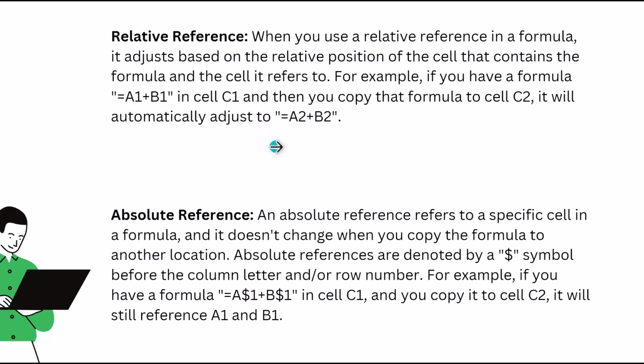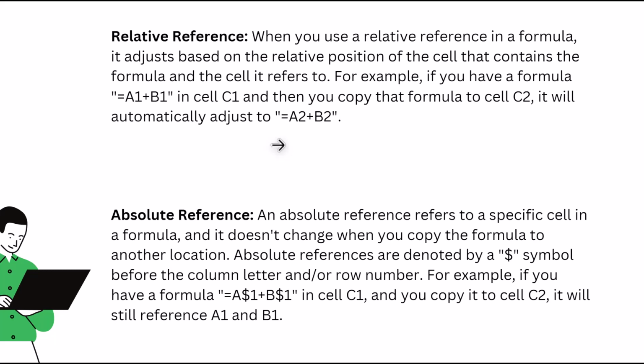Now, we also have what is called the absolute reference. An absolute reference refers to a specific cell in a formula, and it doesn't change when you copy the formula to another location. Please take note, when you are working with relative references, once you copy that formula to the next cell, it automatically adjusts itself. It copies the formula down. If you're moving right, it copies it right. If you're moving up, it sends it up. Whichever way you're working. But when it comes to absolute, it doesn't change when you copy the formula to a different location.